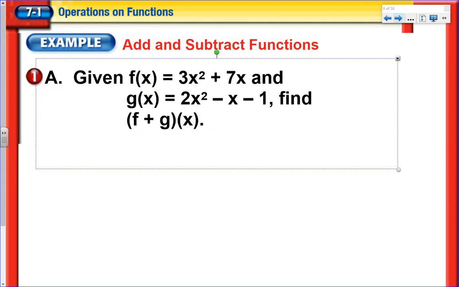So moving forward, here are our two functions. And what I would tell you to do on your paper, if you were here, is clearly state what your f function is. So in this case, the f function is 3x squared plus 7x. You want to write that down. That is what f is. It's kind of like the rule. And then g of x is 2x squared minus x minus 1. So those are your two functions no matter what.